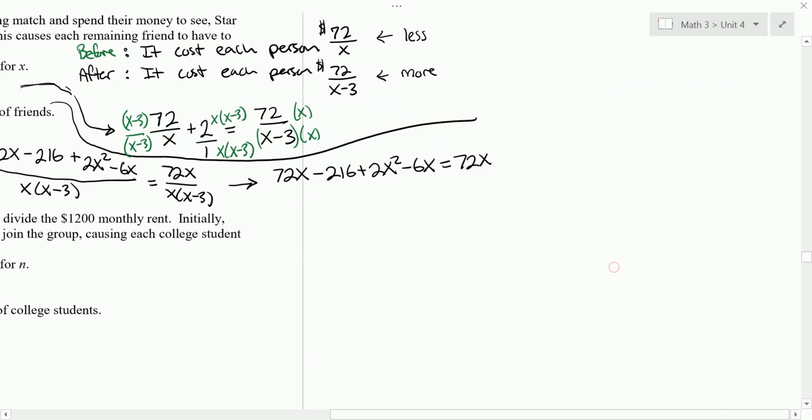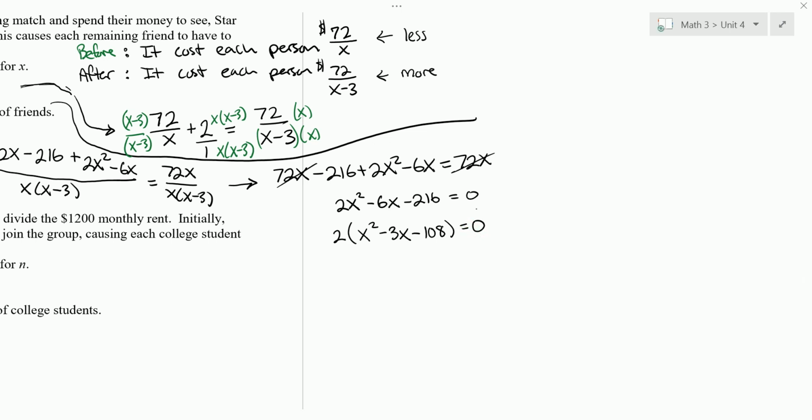I noticed that we got 72x on both sides of the equation. I'm going to subtract the 72x and rearrange the 2x squared first, minus 6x minus 216 equals 0. Factor out a 2, and we get x squared minus 3x minus 108 equals 0. And then look to factor this.